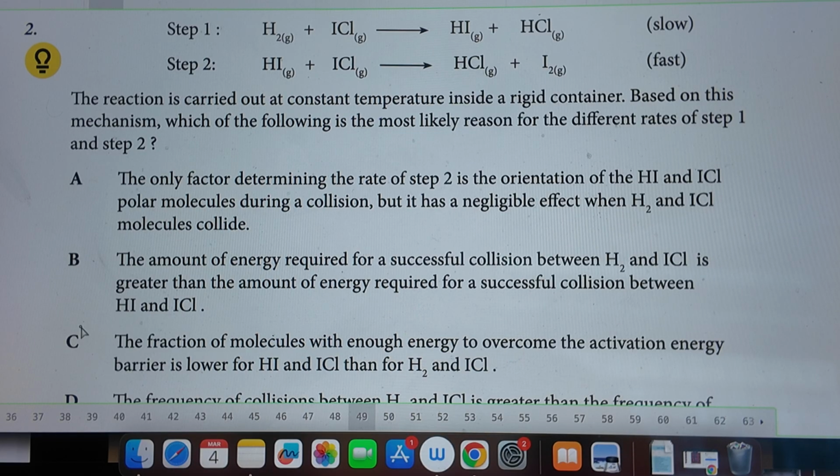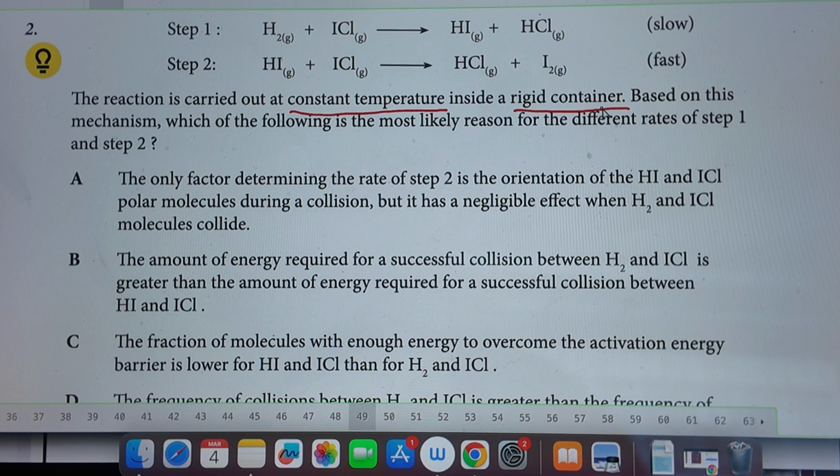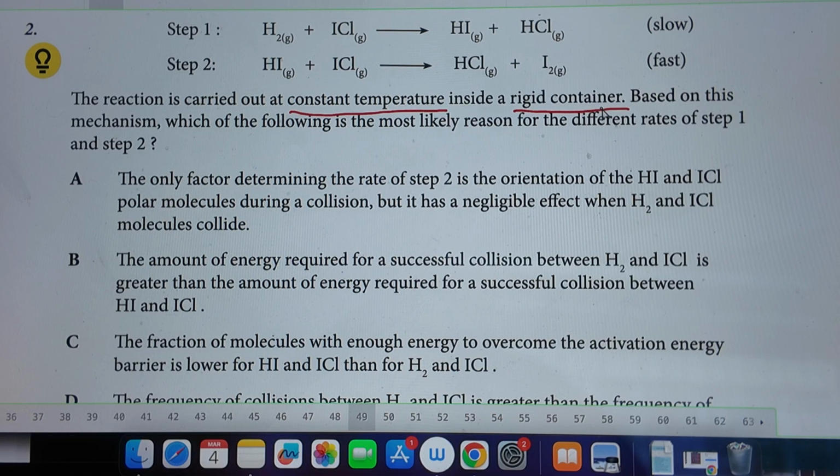The reaction is carried out at a constant temperature inside of a rigid container, so nothing is leaving. Based on this mechanism, which of the following is the most likely reason for different rates of step 1 and step 2? Step 1 has H2 and ICl, which is iodine chloride, giving HI plus HCl, and then step 2 is HI and ICl giving HCl plus I2.